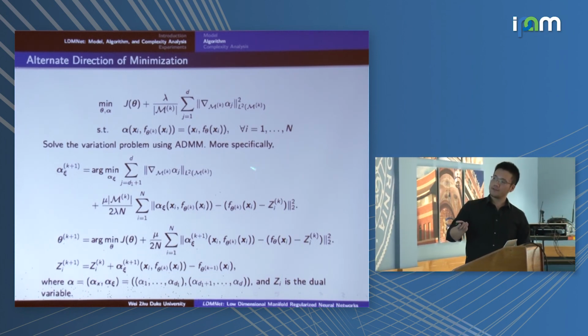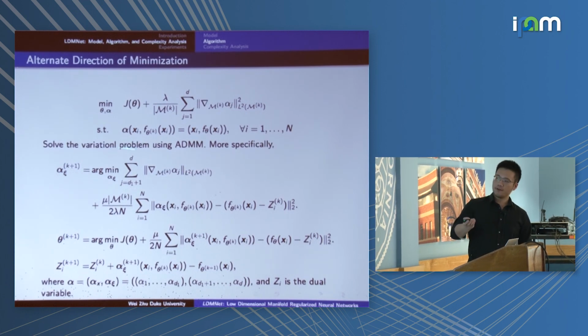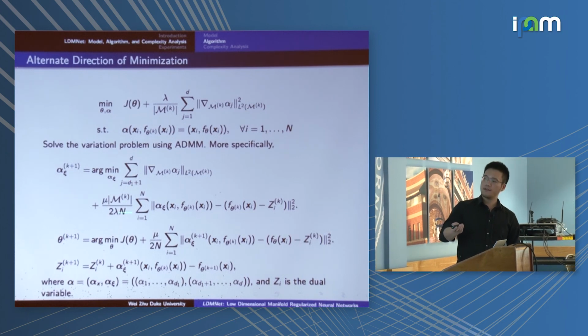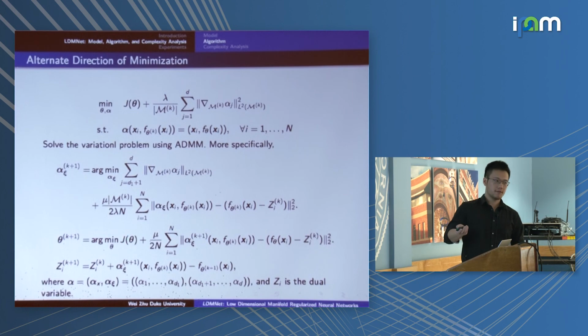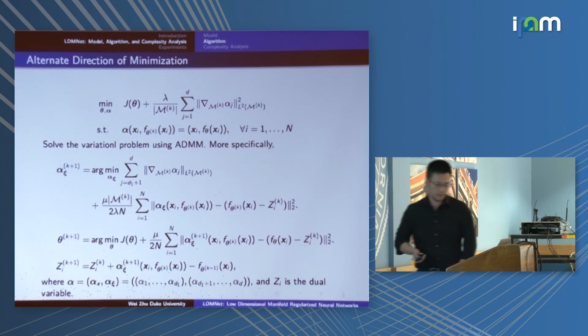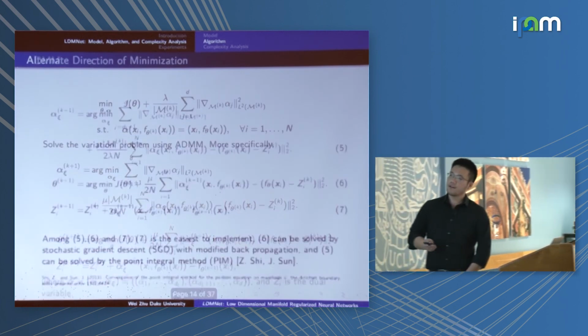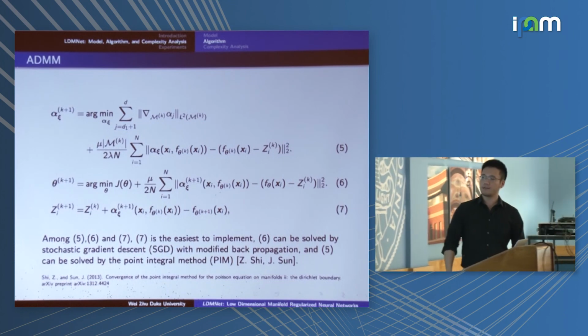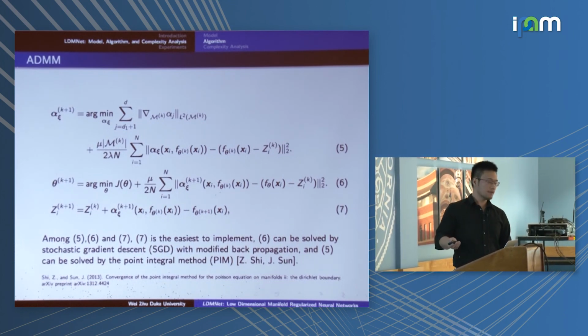So what you do is you split with respect to alpha and theta. When you're solving alpha, you're solving this optimization problem. And theta is basically updated by this minimization. And you update the dual variable. Okay, now let's look at these three updates. The last one is very easy to implement.